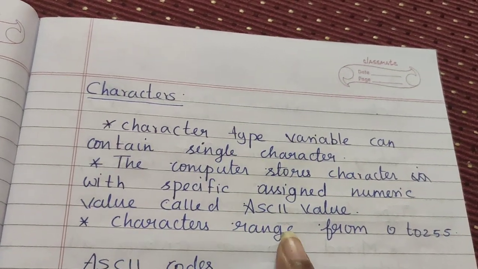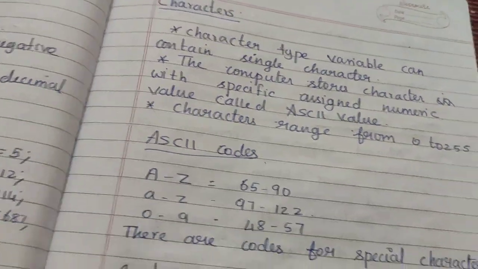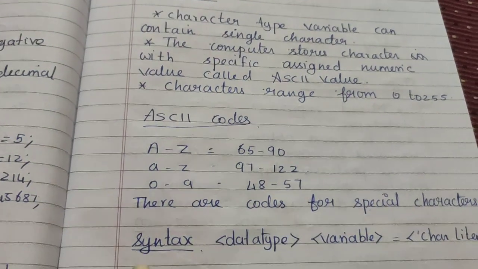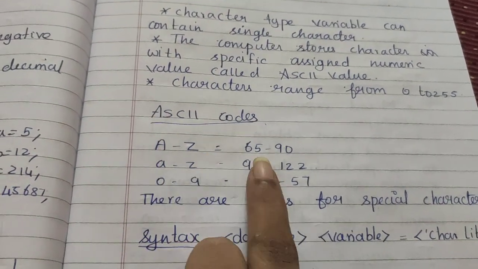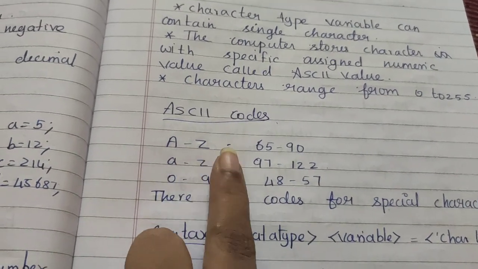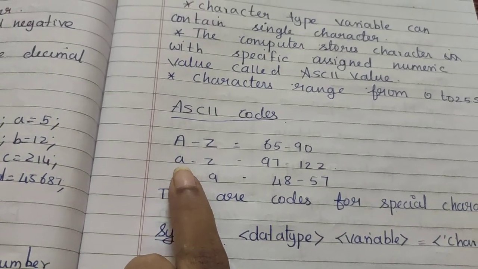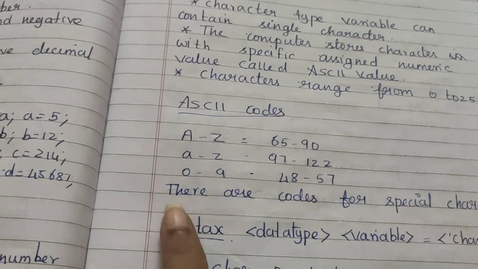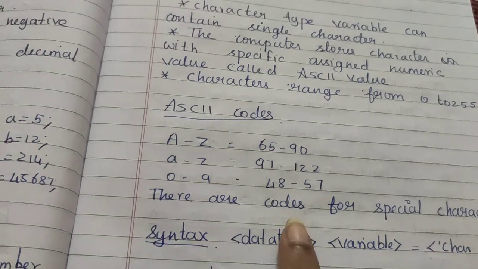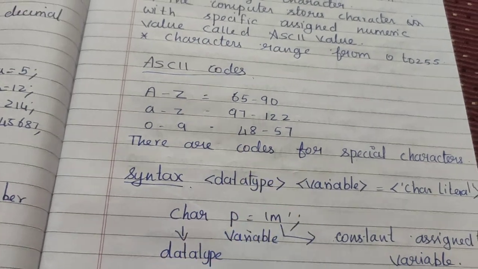Characters range from 0 to 255 in ASCII values. Only 256 characters can be saved in your ASCII code. So the ASCII codes for A to Z are 65 to 90. That is, A is 65, B is 66, like that it goes, and Z will be 90. Similarly, small case a to z will be 97 to 122, and the numbers 0 to 9 will be 48 to 57. And there are special characters, that is symbols and all; for those also we have codes.